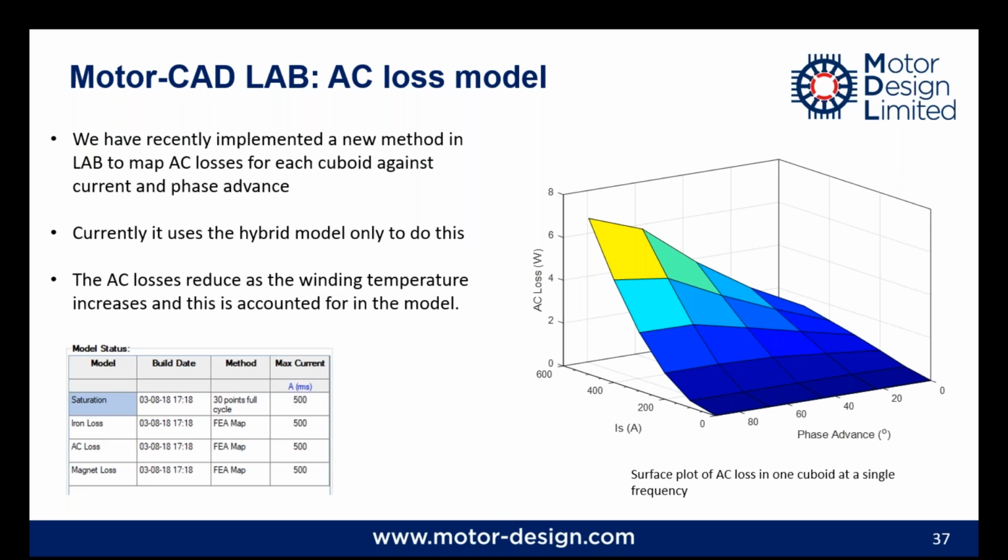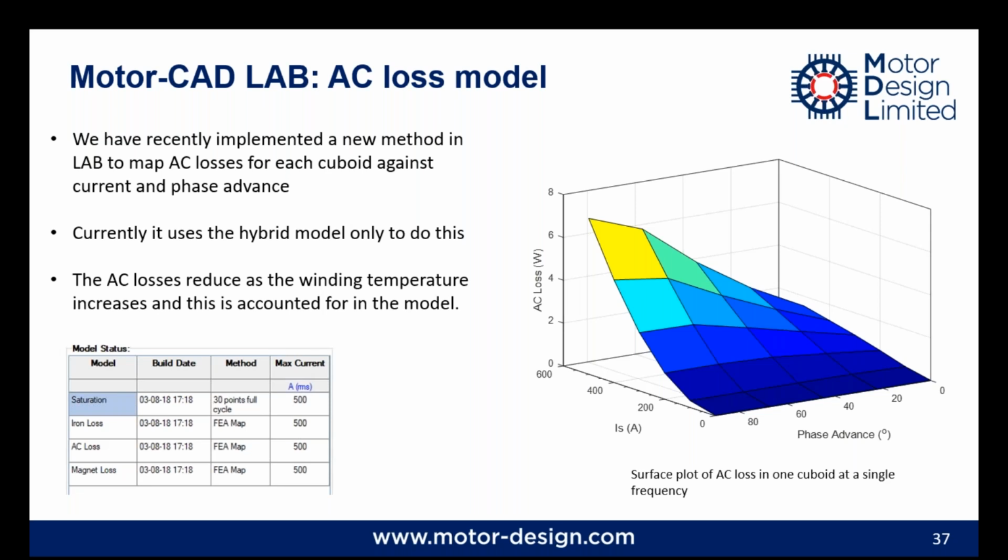The Lab module currently only uses the hybrid model. Doing this sweep is a lot more efficient with the hybrid model, and our suggested workflow is to validate the hybrid model with the full FEA model first, and then once you're happy with the hybrid model, you can use that in the Lab module to do your efficiency maps, torque speed curves and duty cycles.